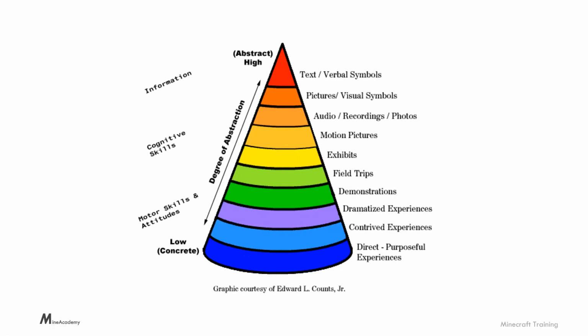And lastly, this is the graphic that I wanted to show you. This goes from the top to the bottom. Obviously, here is how the information is sorted and how much we remember. So here the red one is text and verbal symbols. This is something that we remember the least of. And at the bottom here, it says direct, purposeful experiences.